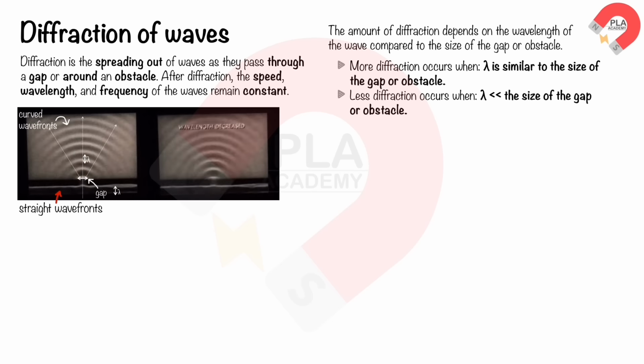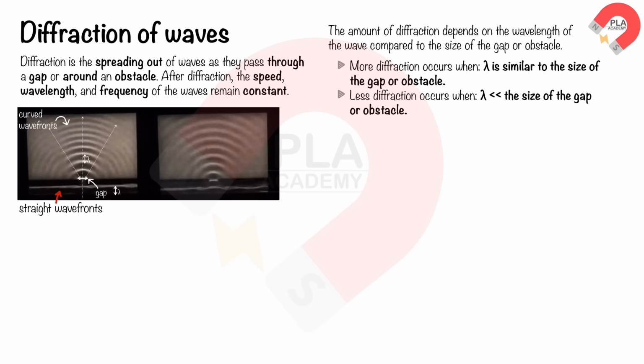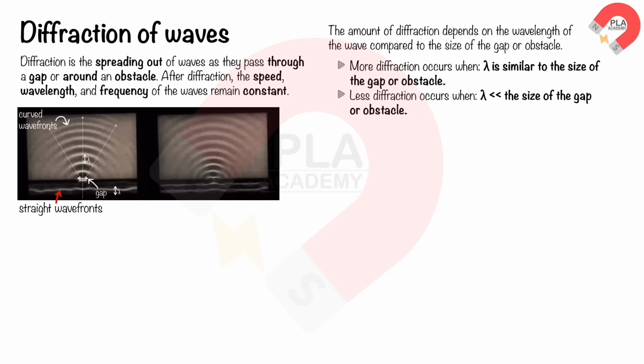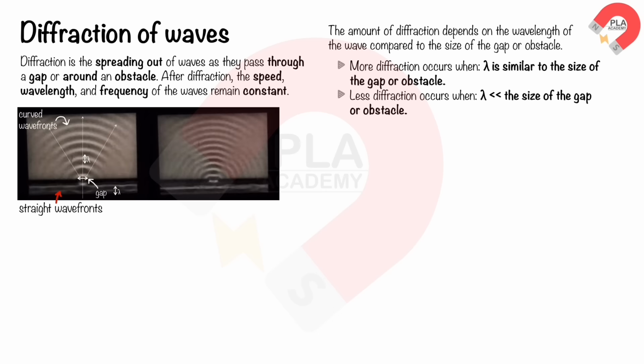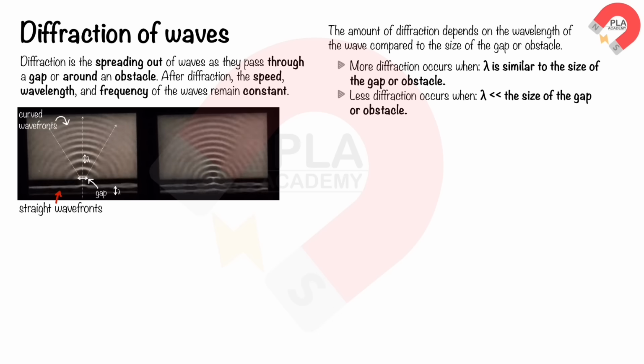When the wavelength decreases while the size of the gap remains constant, as shown, waves spread out less, causing the diffracted wave fronts to be less curved. This shows that the waves diffracted less.